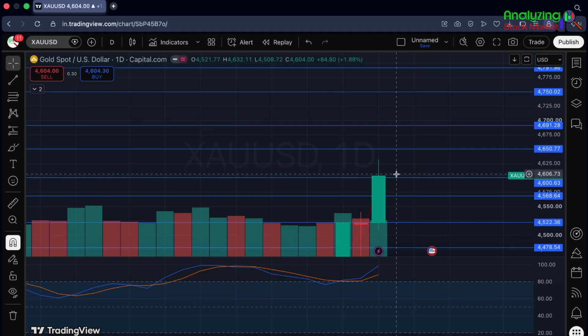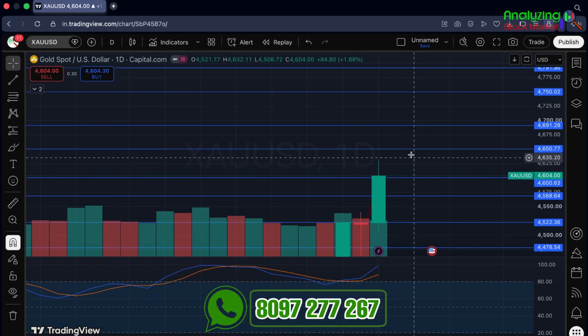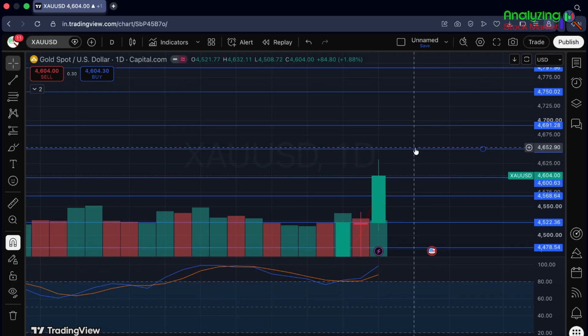So if we see good momentum above 4650, or if you're going for any long trade, then only go for a long trade once 4650 gets breached with a 4 hour or 1 day candle closing. If you're going for any swing or positional trading, then only go for that once 4650 gets breached with a 4 hour or 1 day candle closing, and you can target till this level, that is 4691. You can even wait for this level by trailing your stop loss.